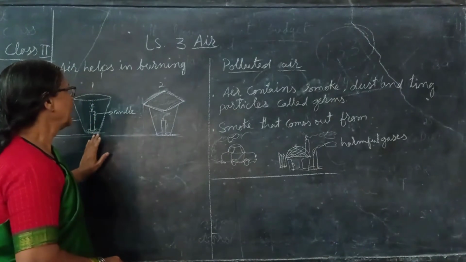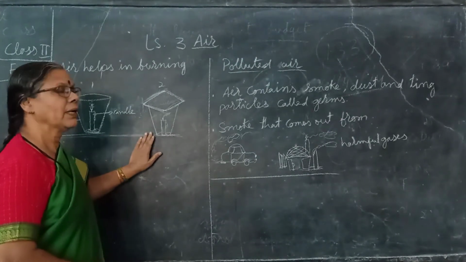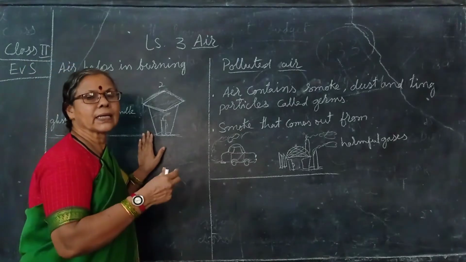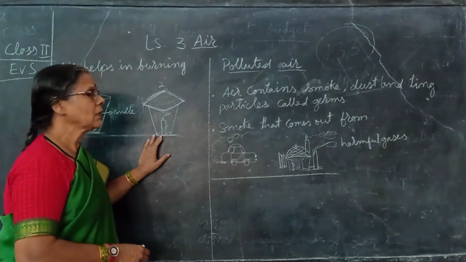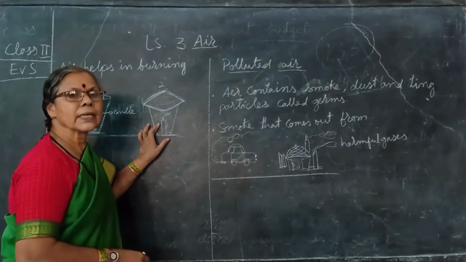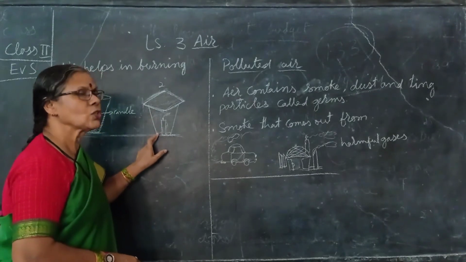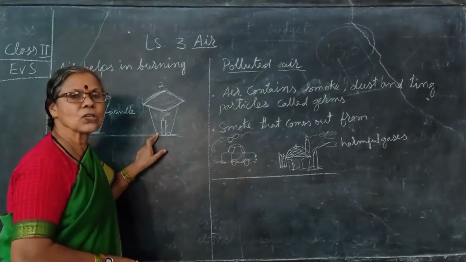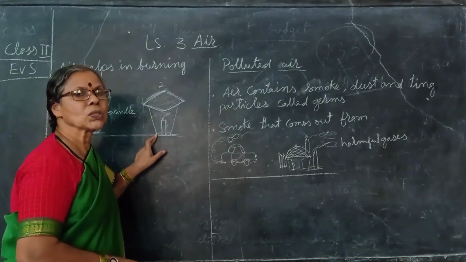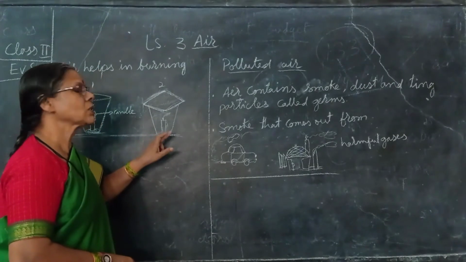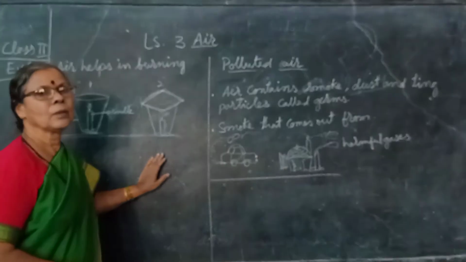Once again, take a lighted candle, fix it on a table, then after some time invert the glass on the lighted candle. What happens? After some time the candle goes out. Why? Because air is not present inside the glass. That is why it goes out. Okay, this is the small practical.